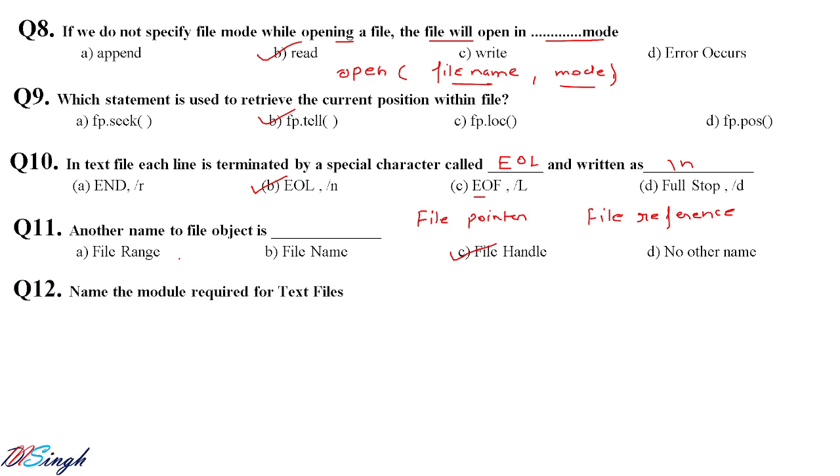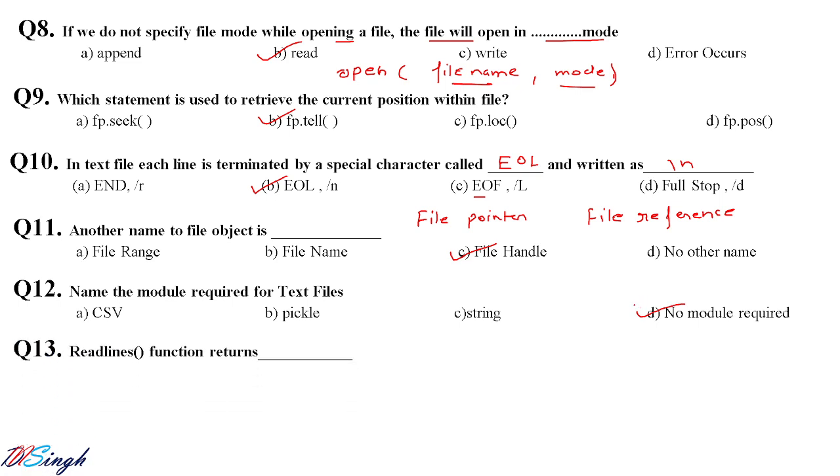Let us see the next question. Name the module required for the text files. CSV module, pickle module, string module, or no module required. So for handling the text files, we do not require any module. Readlines function returns list of characters or list of integers or list of lines or a string. So the answer is list of lines. It will return a list of lines, and these lines are in the form of string.